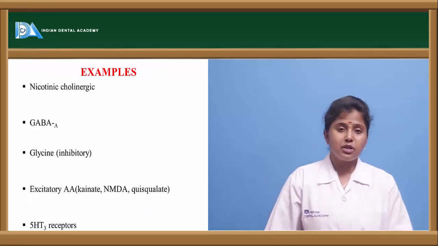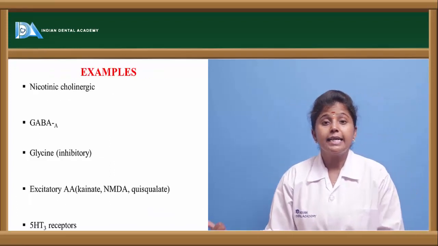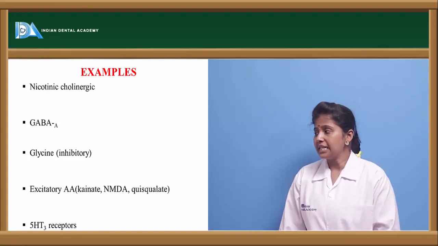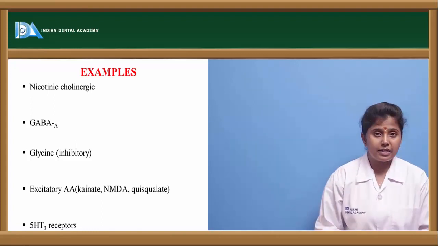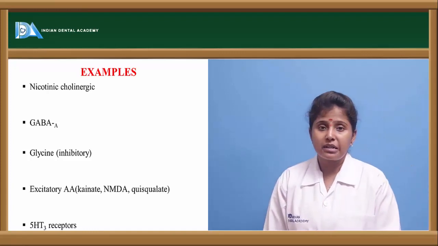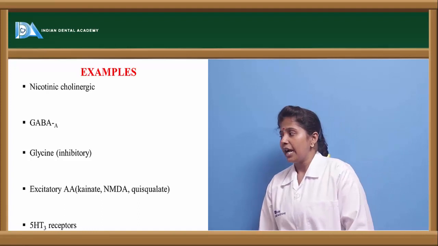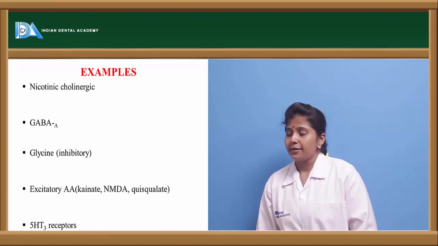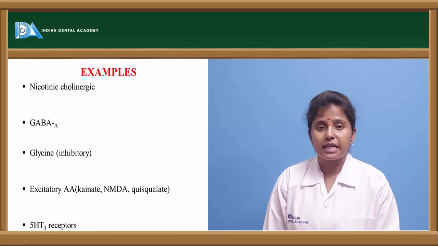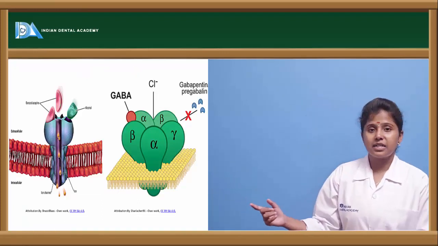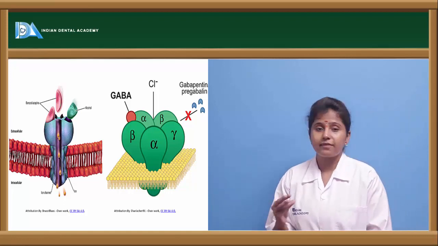If we see examples of ligand-gated ion channels, they are nicotinic cholinergic receptors, GABA A receptors, and glycine receptors. These are inhibitory receptors. They show inhibitory actions. And excitatory amino acid receptors like kainate receptors, NMDA receptors, as well as quisqualate receptors, and 5-HT3 receptors, that is serotonin receptors. And if we see the GABA receptor, it has five subunits.